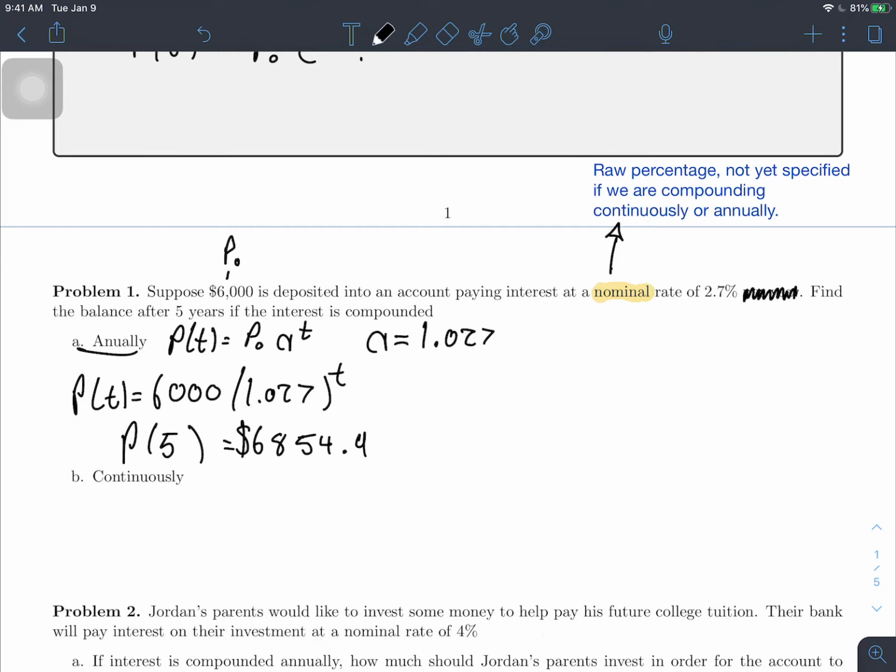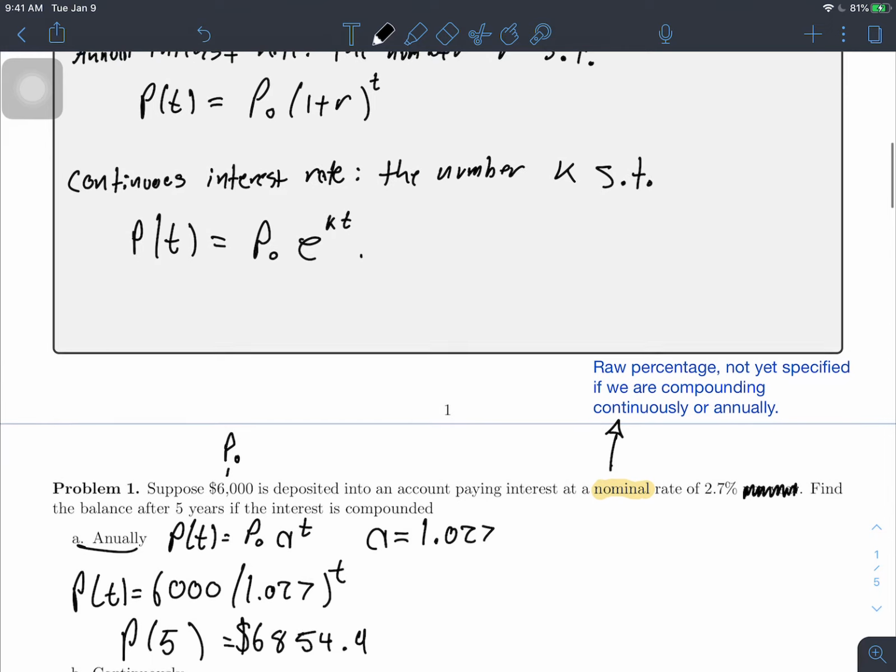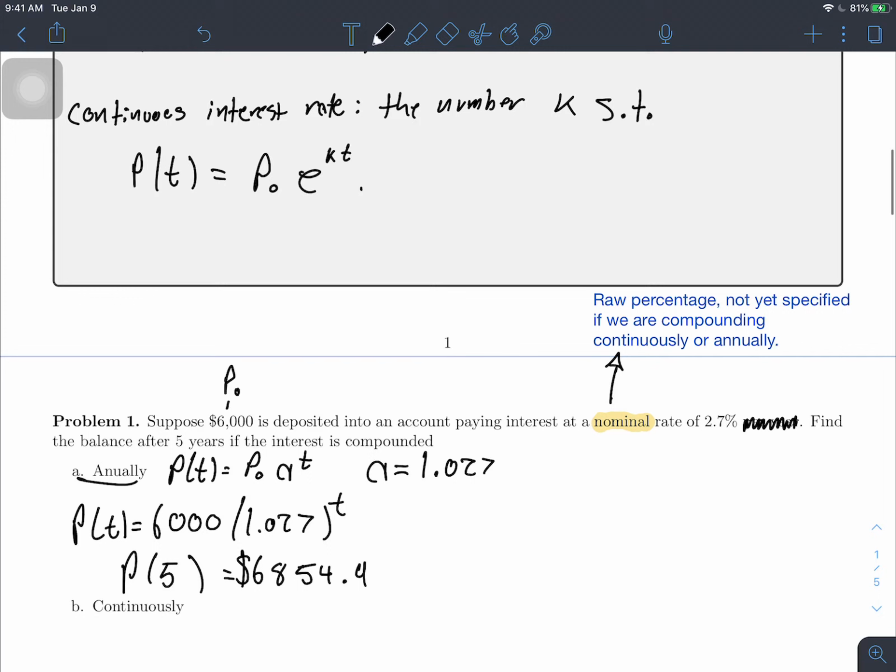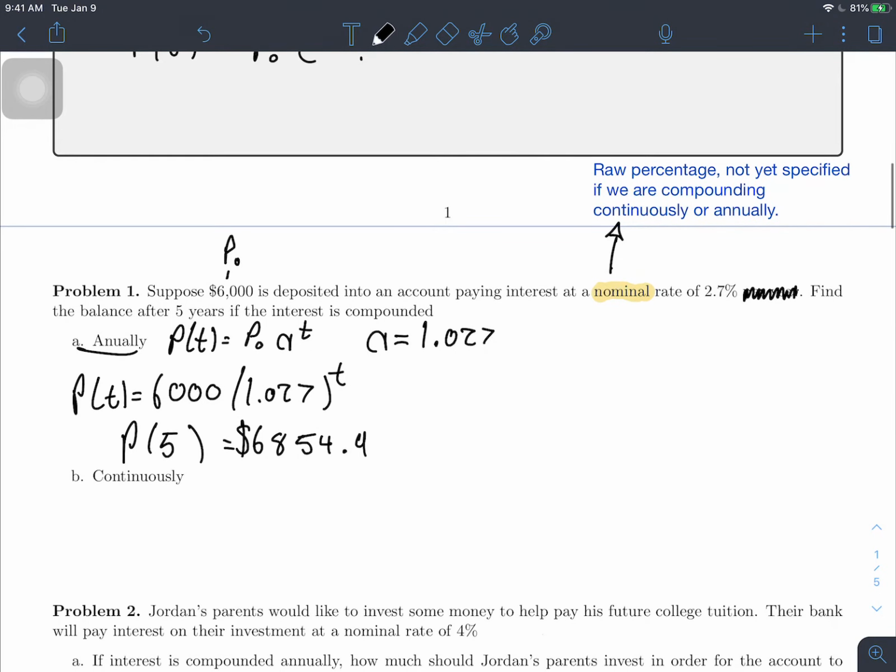Okay, in this case, we're not going to convert from our annual equation, because we're simply going to take the nominal interest rate and set that as equal to R in the annual case, and in the continuous case, we're just going to set that equal to K. So for this one, we're going to have P of T equal to 6,000 times e to the 0.027 t.